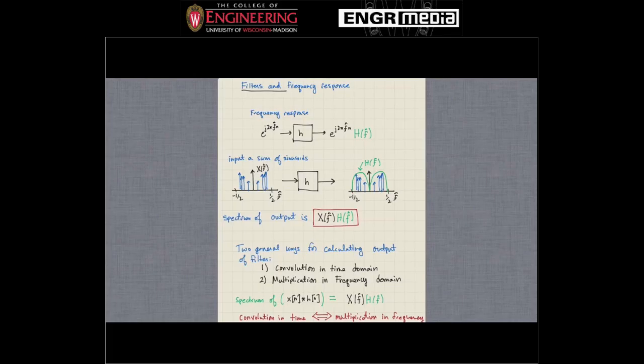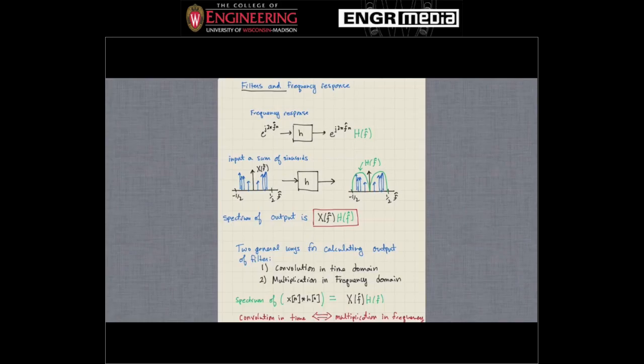Let's remind ourselves what the frequency response of a filter was. Assume we have some filter H, and it's an LTI, or linear time invariant, filter. Then the frequency response was the response we got when we input a complex exponential at a digital frequency of f hat. We put in a sinusoidal signal at digital frequency f hat, and what we get out is another sinusoidal signal at digital frequency f hat, except scaled and phase shifted by some amount, and that amount is H of f hat. That's the frequency response of the filter.